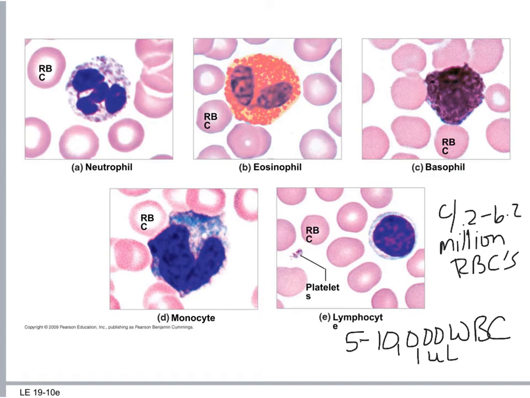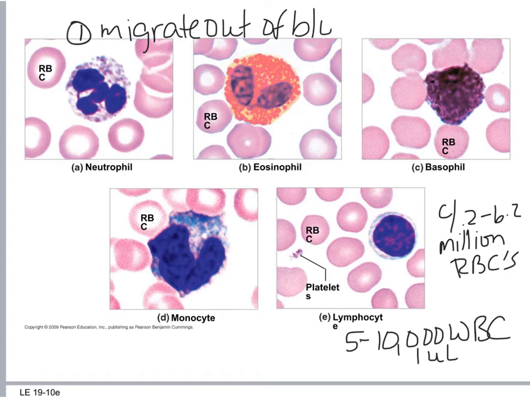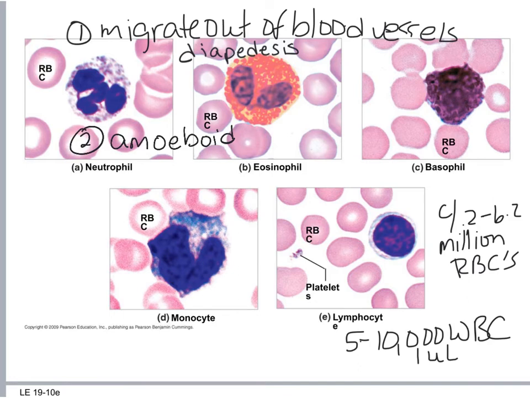Okay? And so white blood cells are all going to have the same characteristics. They can all do the same things. First thing, they can all migrate out of blood vessels. So they can migrate out. And we call this ability to migrate out diapedesis. Diapedesis. They also have these amoeboid type movements, which allow them to move through your body tissues then.